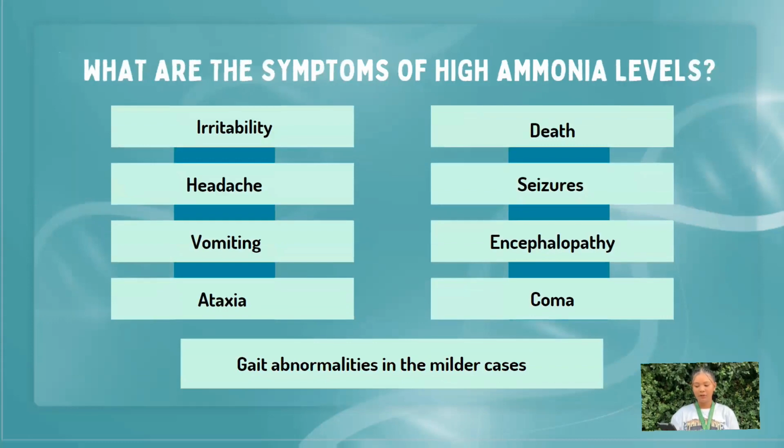What are the symptoms of high ammonia levels? Symptoms include irritability, headache, vomiting, ataxia, and gait abnormalities in the middle cases. Seizures, encephalopathy, coma, and even death can occur in cases with ammonia levels greater than 200 micromoles per liter.